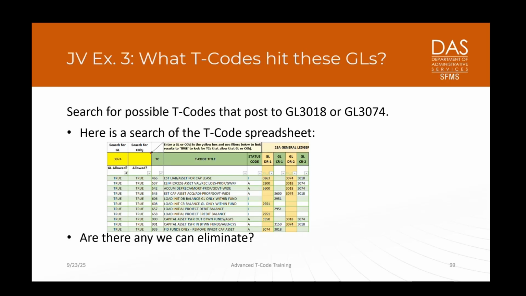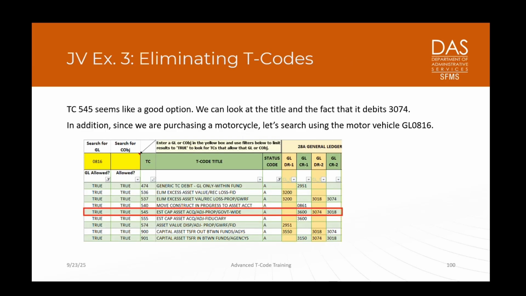So again, we go to our Excel spreadsheet. It's easy to filter. We put in our GL 3074, and we want to land on the T codes that allow us to use this GL. Again, filter out inactive ones; you don't need inactive T codes. And here is what we end up with. When we look at the descriptions and titles, it seems like 545 would be the best option here.